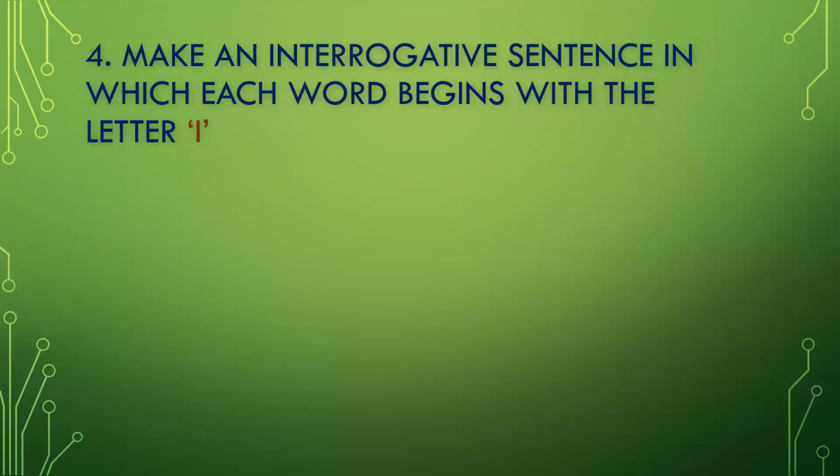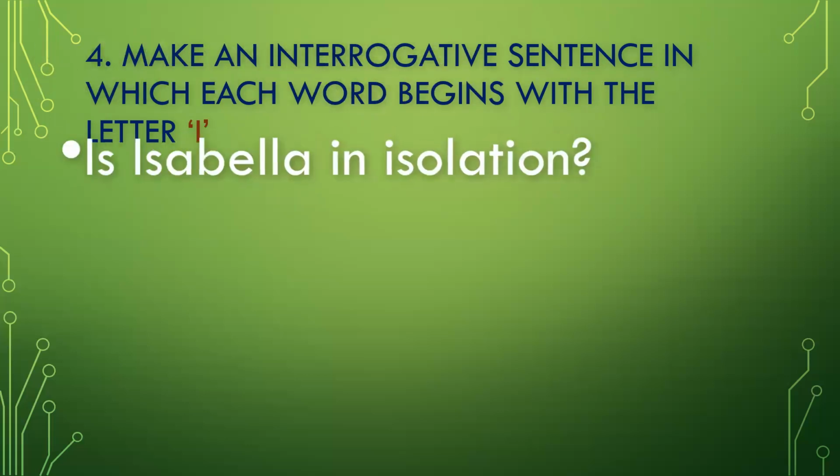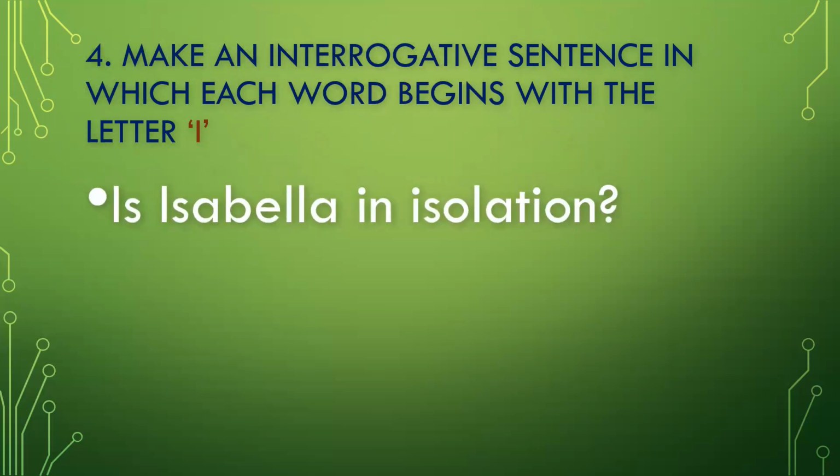Moving on now, here's the fourth one. Make an interrogative sentence in which each word begins with the letter I. The letter I in each word. You can do it. Want to see my answer? Here it is. Is Isabella in isolation? There you go. It's quite easy if you think.